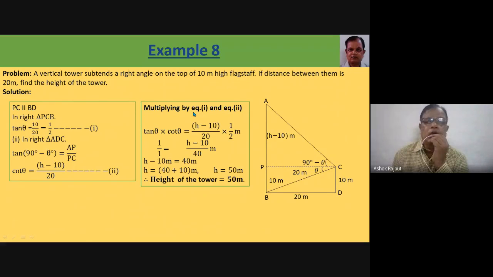Multiplying equation 1 and equation 2. So tan theta into cot theta equal to H minus 10 by 20 equal to 1 by 2 meter. 1 by 1 equal to h minus 10 by 40 meter. Or we can say h minus 10 equal to 40 meter. H equal to 40 plus 10 meter equal to 50 meter. The height of the tower is 50 meter. Now going to the next.